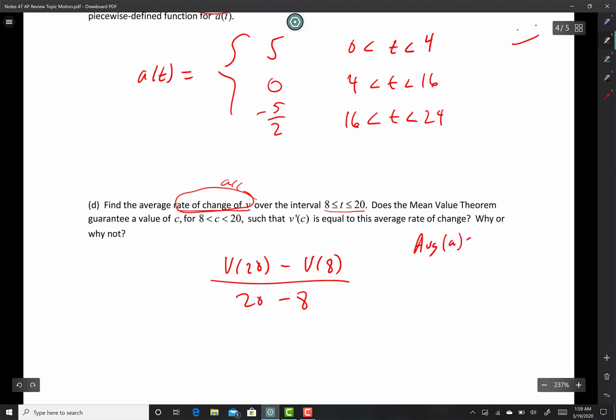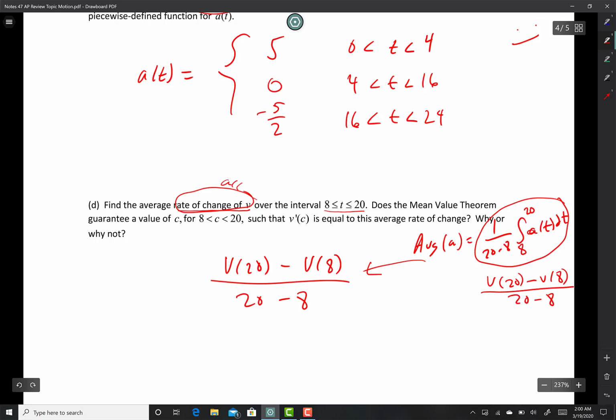So average acceleration is equal to 1 over 20 minus 8 integral of acceleration. Now, remember, I'm going to put an 8 down here and a 20 up there. Well, antiderivative of acceleration is velocity. So all of this is just what I have written over here, guys. Look, v of 20 minus v of 8 over 20 minus 8. OMG, it's the same. So if you understand the concepts at hand, you're gonna be great. You're gonna do awesome. All right. Sorry, I got a little excited there.